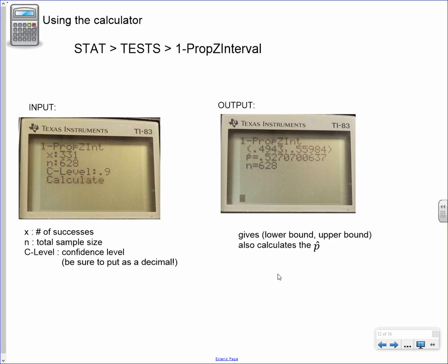Okay, so I think I'm going to end this one right here just because I know it's already a long video. So I'm going to stop this here. We'll pick up next time looking at how to calculate what sample size we need and then doing a few more examples.